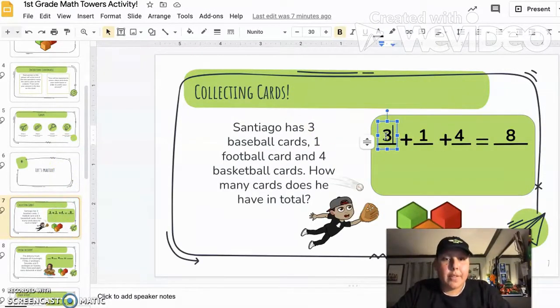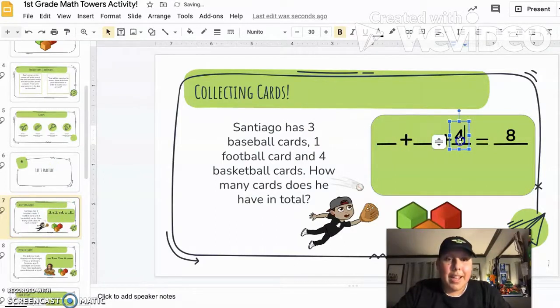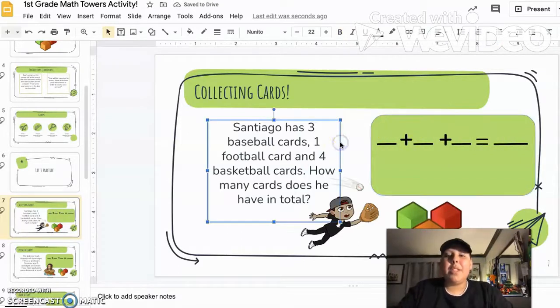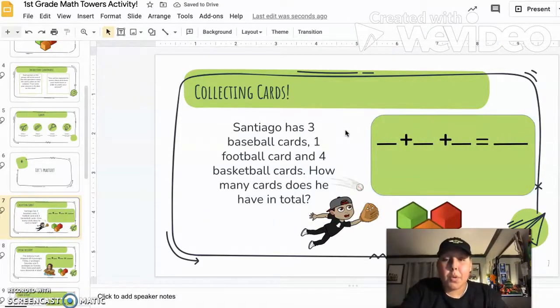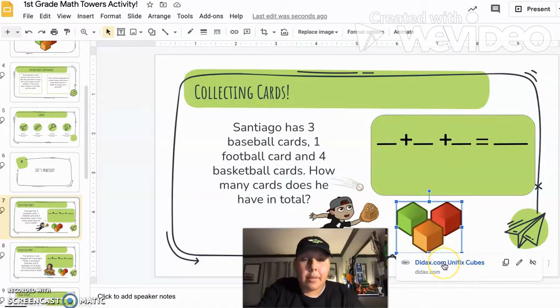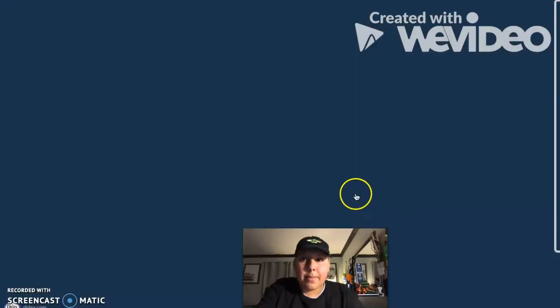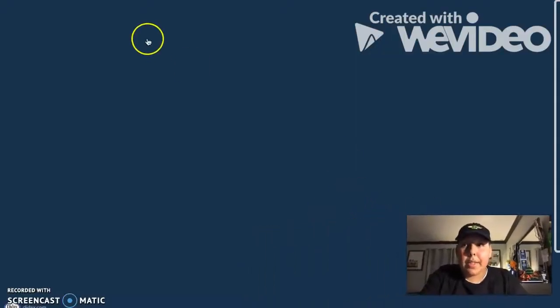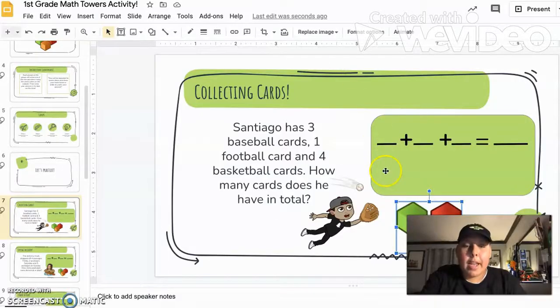So for the sake of this activity, let's go ahead and delete all this. Great. So this question reads, Santiago has 3 baseball cards, 1 football card, and 4 basketball cards. How many cards does he have in total? So what I want you to do is come on over to this symbol here, click it, click the blue words, and you're going to be taken to a screen that looks like this. Now, go on back and write down the numbers in the equation.